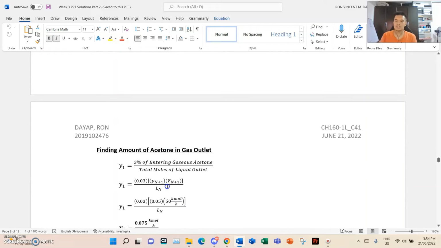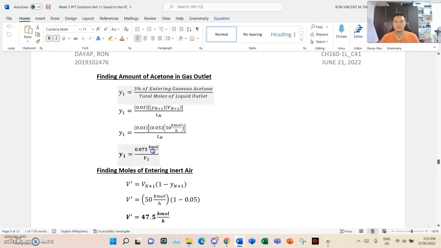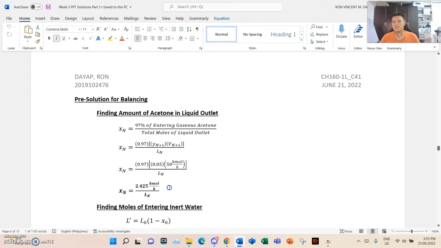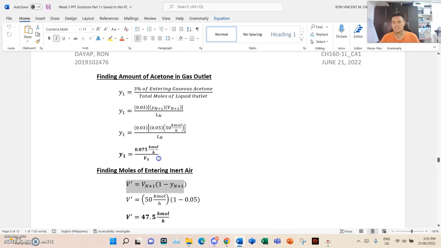So now let's discuss in terms of gas. Since 97% of the acetone in the gaseous feed is in the liquid, that means the rest, 3% of the acetone, is still retained in its gaseous form, meaning that 3% of the gaseous acetone is exiting in the gas outlet. So substituting values, we will have this formula, and it's essentially the same procedure as earlier, finding the mole ratio of the inert air.